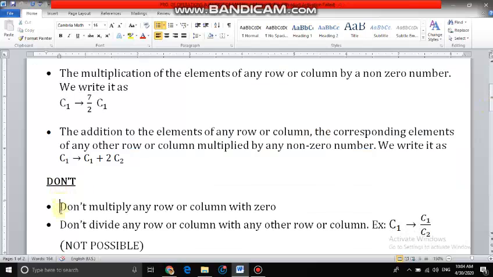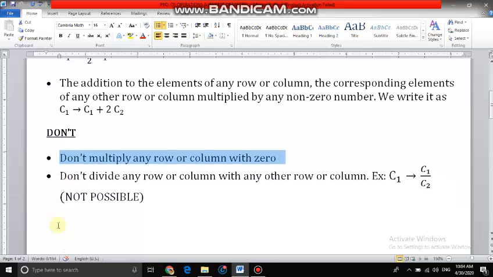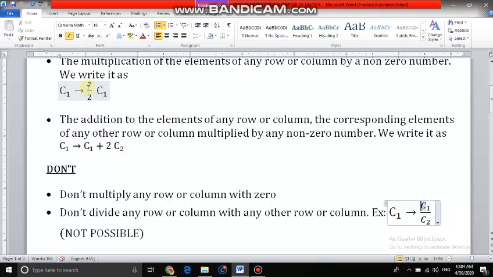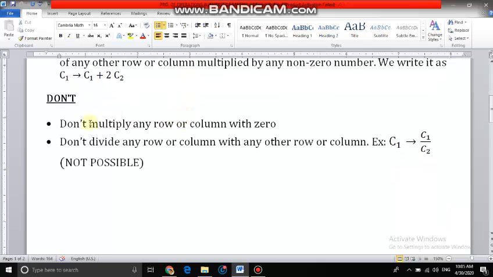Now what you can't do: you cannot multiply any row or column by zero. Multiplication with zero is not possible. Second, dividing a column by any other column, or a row by any other row. Division of rows, this type of operation is also not possible. C1 tends to C1 upon C2: you cannot divide a column by another column. But you can divide by any constant number, or multiply by any constant number. That constant can be a fraction or an integer, whatever the requirement. So these are the things you cannot do in row or column operations.